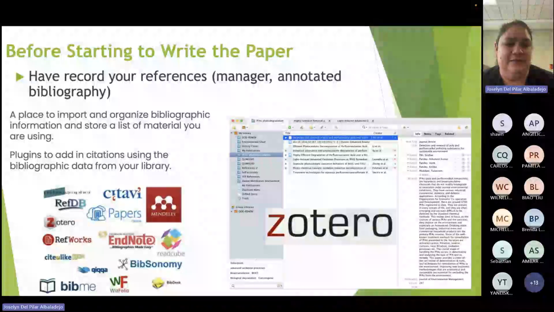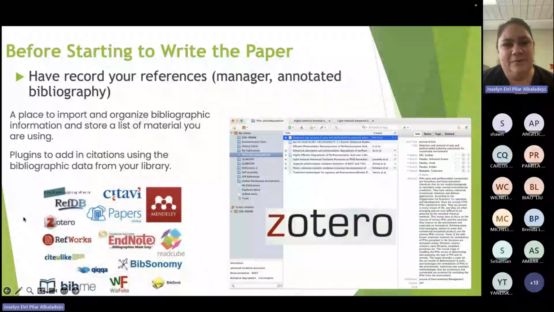Here I put different reference managers. The most commonly known that are free are Mendeley and Zotero, but you have other ones that you can pay for, and if you want to, you can use them.